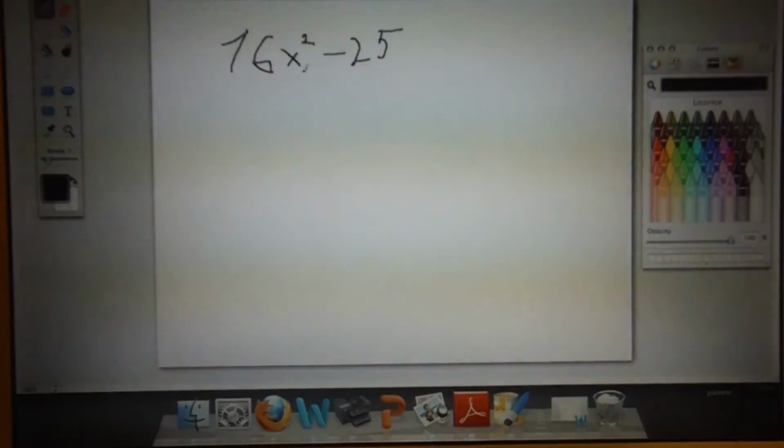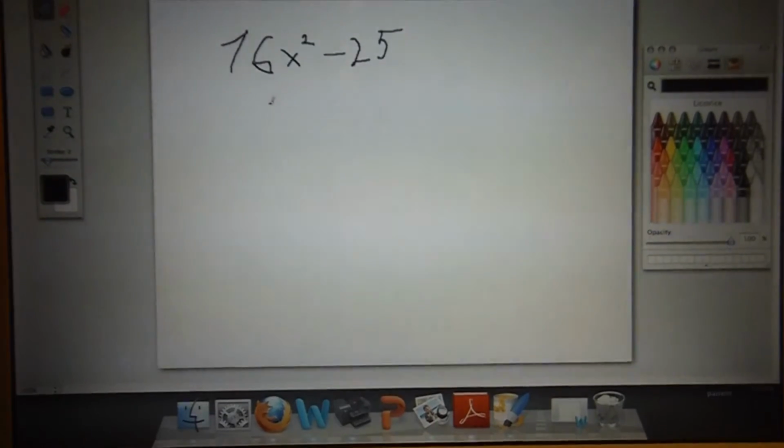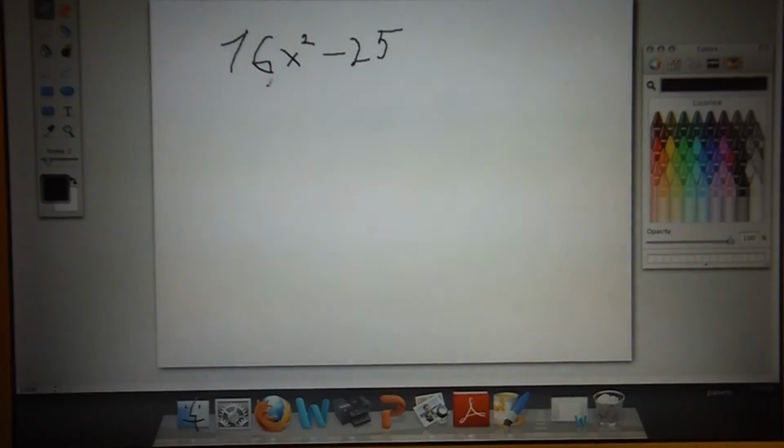This cannot be factored. And besides, didn't we already look at this kind of problem? No, we did not, because this has squared in it. And it's not unfactorable either because look, this is a perfect square. 16 and 25, they're both perfect squares.